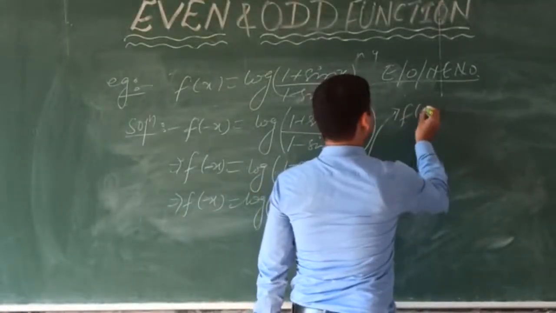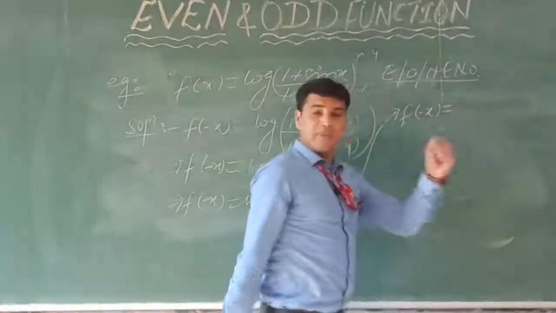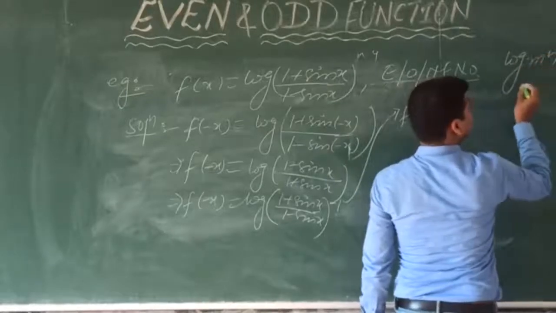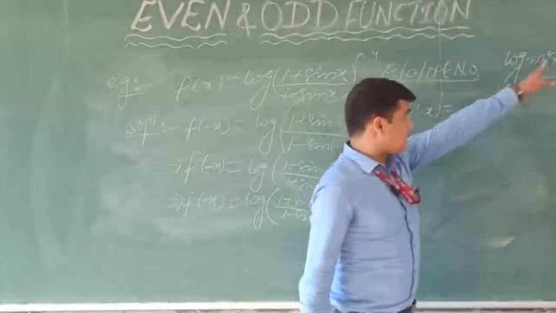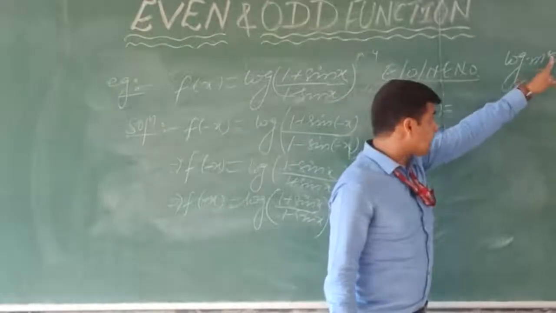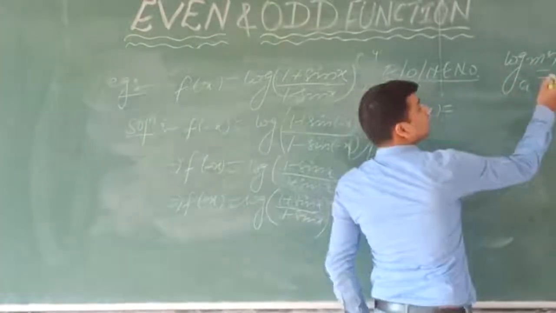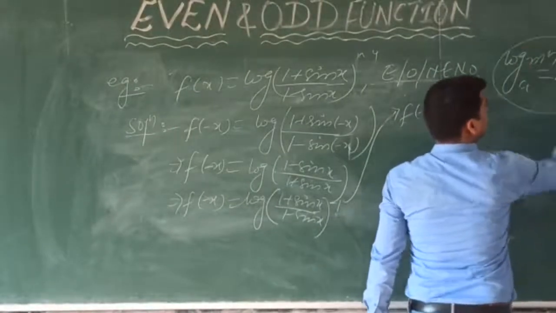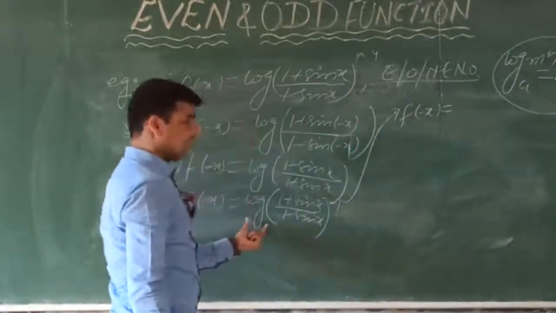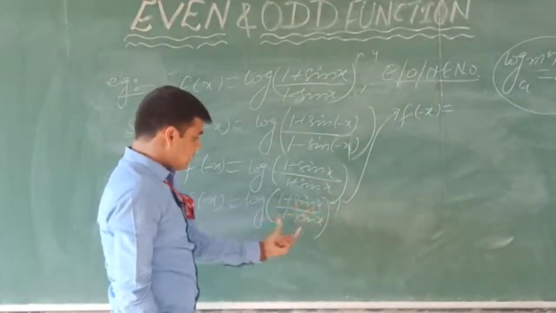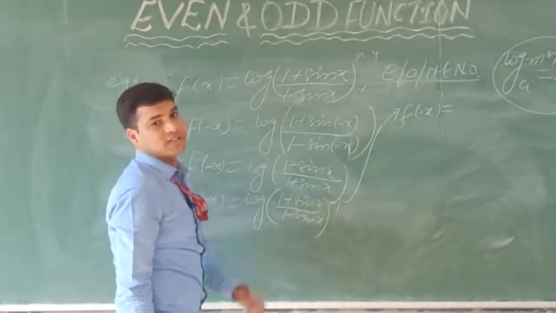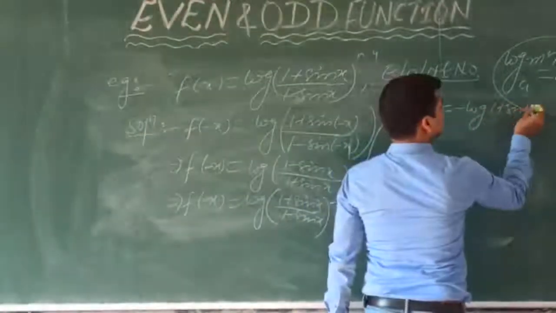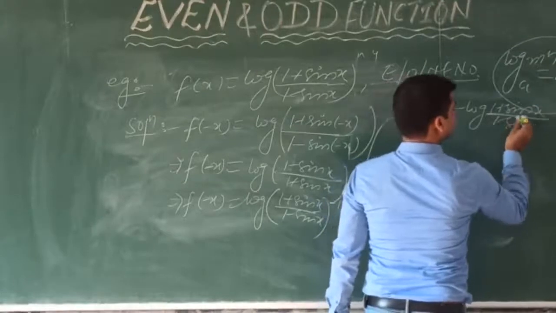So f of minus x equals, one property we know: log of m raised to the power n, with base a. We can take this power before the log, which means we can multiply n into log m to the base a. So we are applying this property here. So minus log of (1 plus sin x) divided by (1 minus sin x).